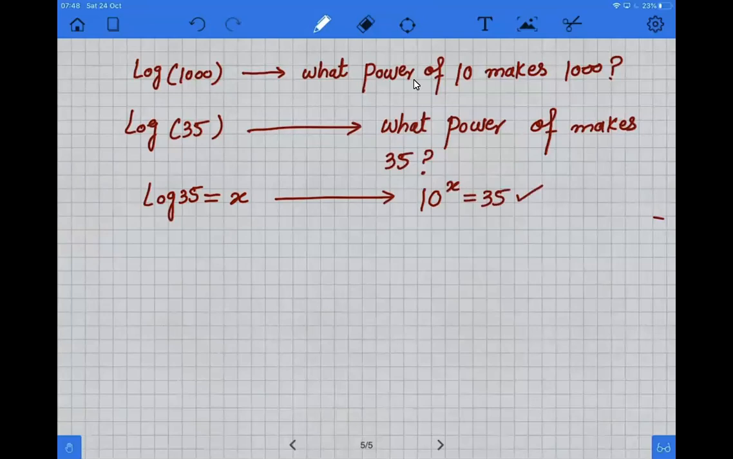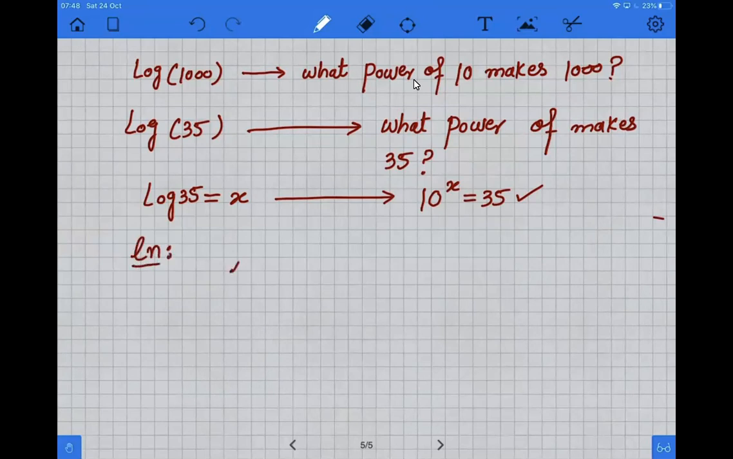The concept here is when you take log of some number, it basically represents what power of 10 makes that number. So this is the concept here. And furthermore, what is natural log? Let's understand that. For natural log, it is specifically e power.